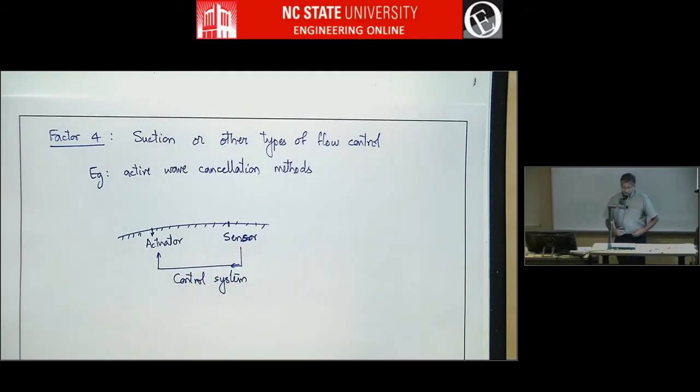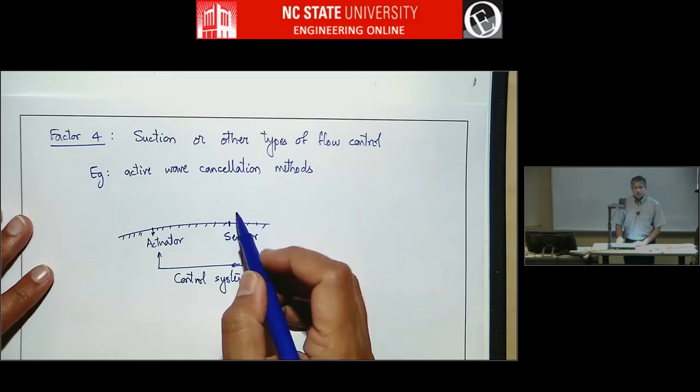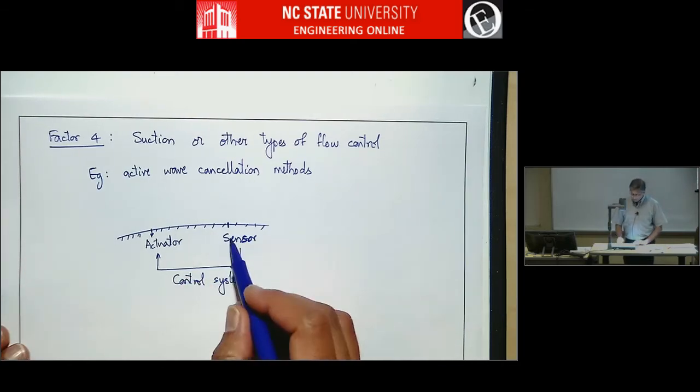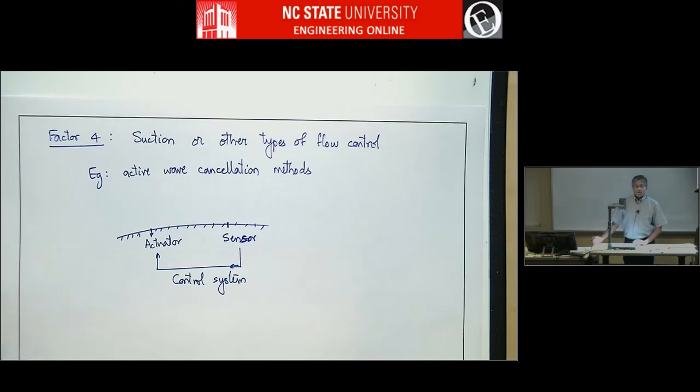And so this sensor may be something like some sort of hot wire or hot film or something like that. And it looks at what the waves are in the laminar boundary layer, or the signature of the waves, and then it will send some appropriate signals to the actuator to either cause transition or to cancel the transition waves, for example.